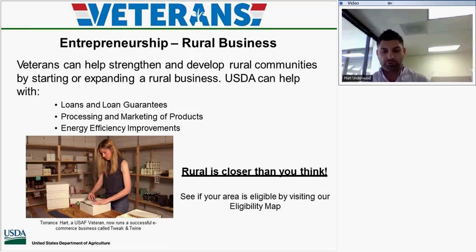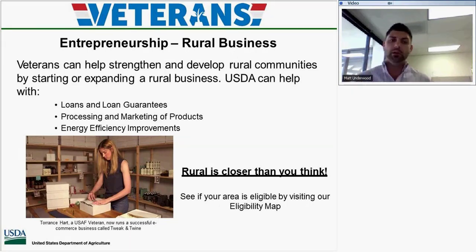We actually have an eligibility map. There's a link to it. We'll get that out to you. But you can go into the eligibility map that works a lot like Google Maps. You can type in your address or proximity to the area that you want to go back to. And it'll tell you if your area is eligible for some of these USDA programs.